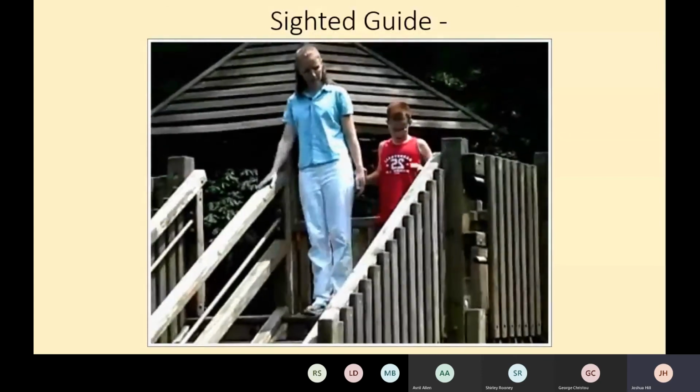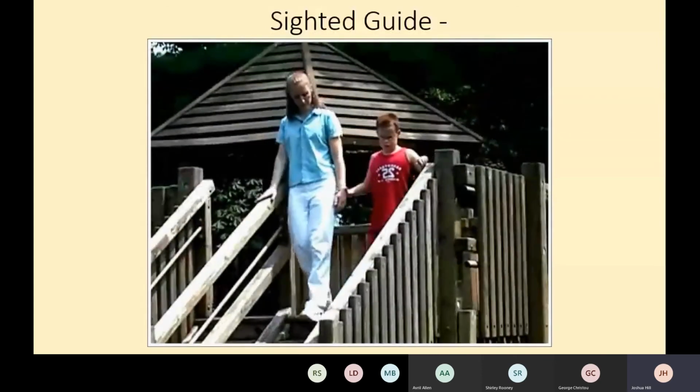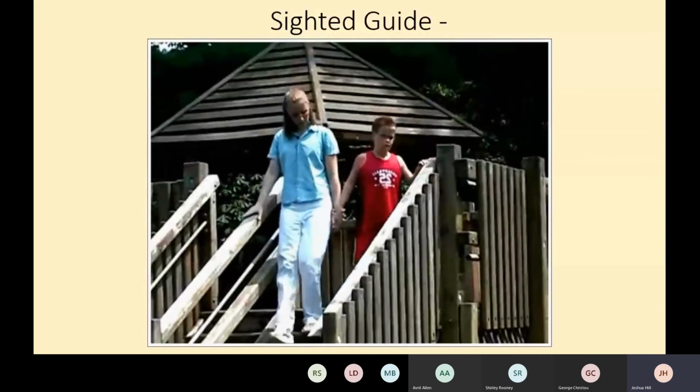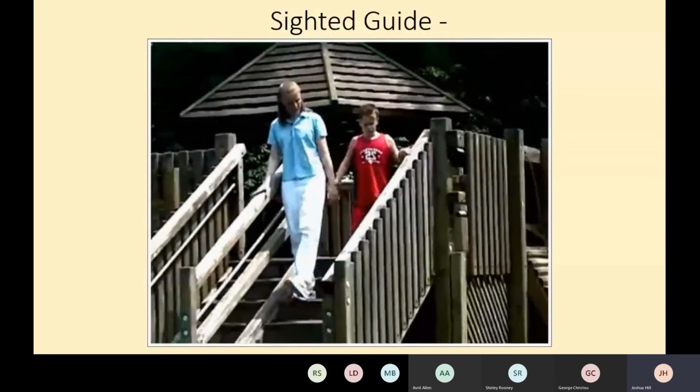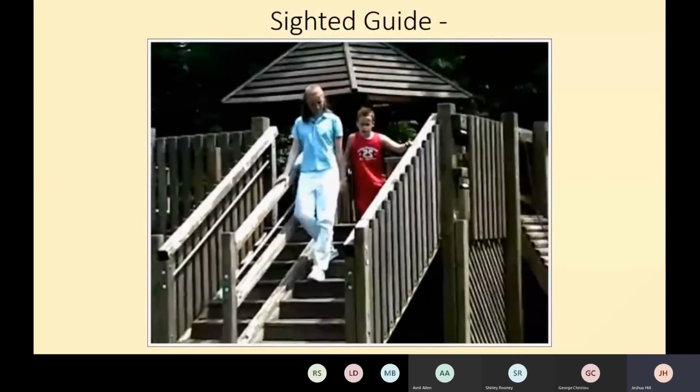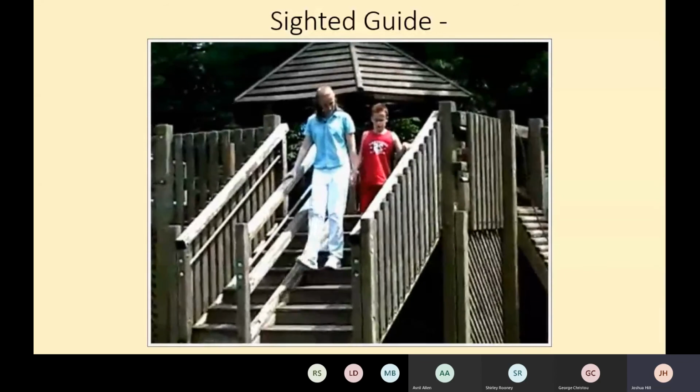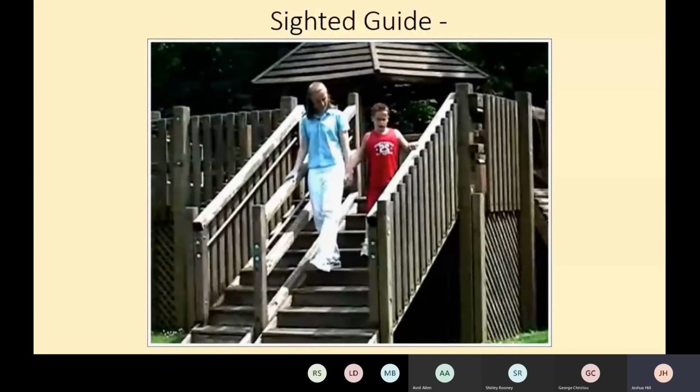To travel downstairs, tell your student, we have come to stairs which go down, and there is a railing on your right. The guide should stay one step below their student. Many students are more cautious coming downstairs than upstairs.